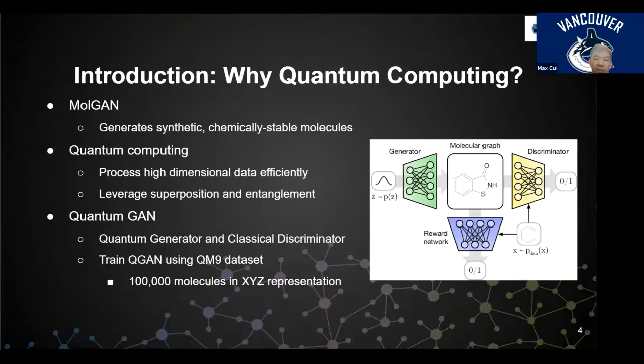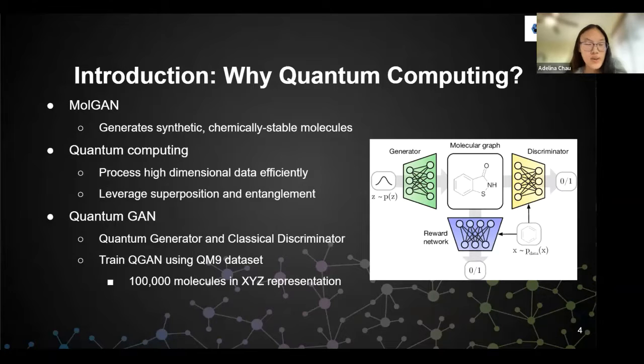So as Dipanshu mentioned before, there is one application of the GAN that has been used in chemistry, which is called the MolGAN. And this application essentially generates synthetic and chemically stable molecules. So we were wondering whether quantum computing would provide a speed up.